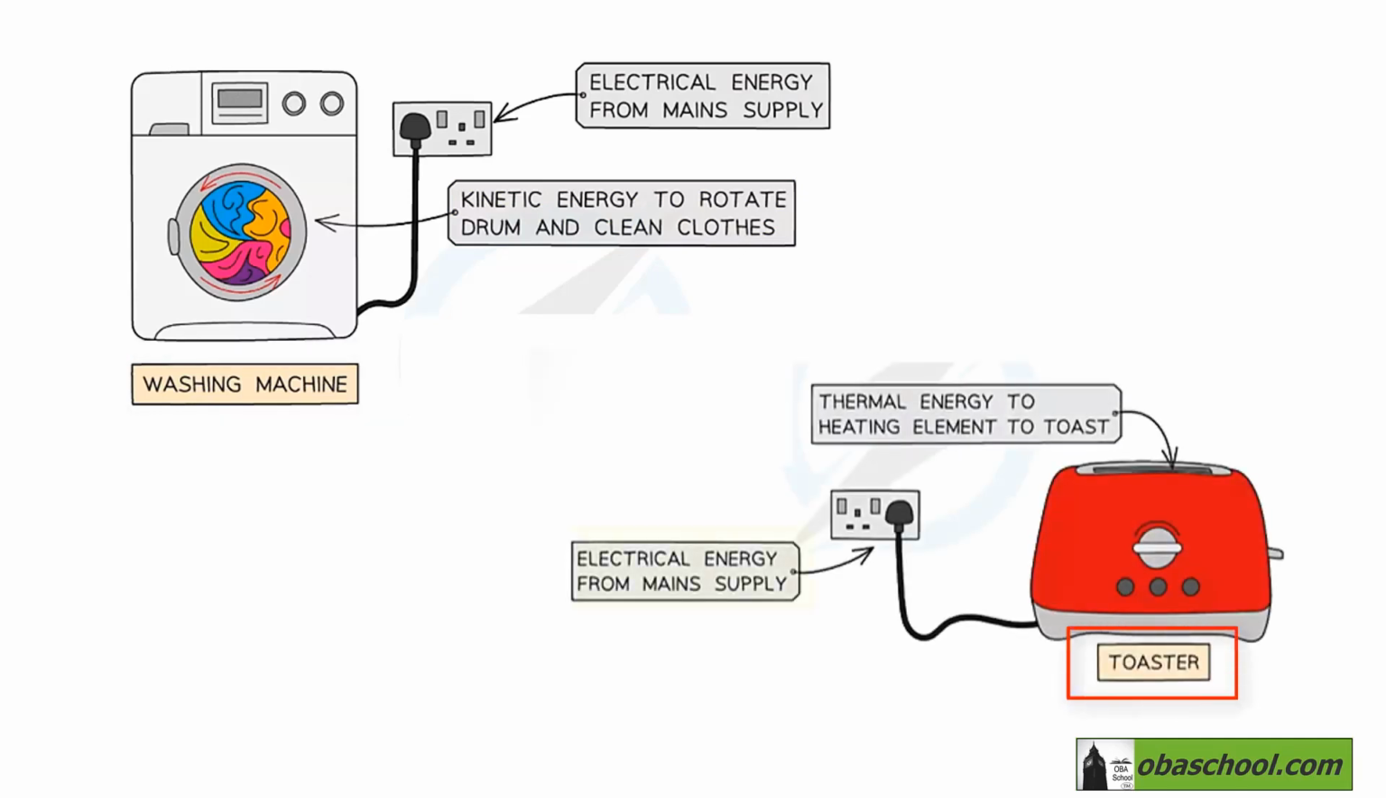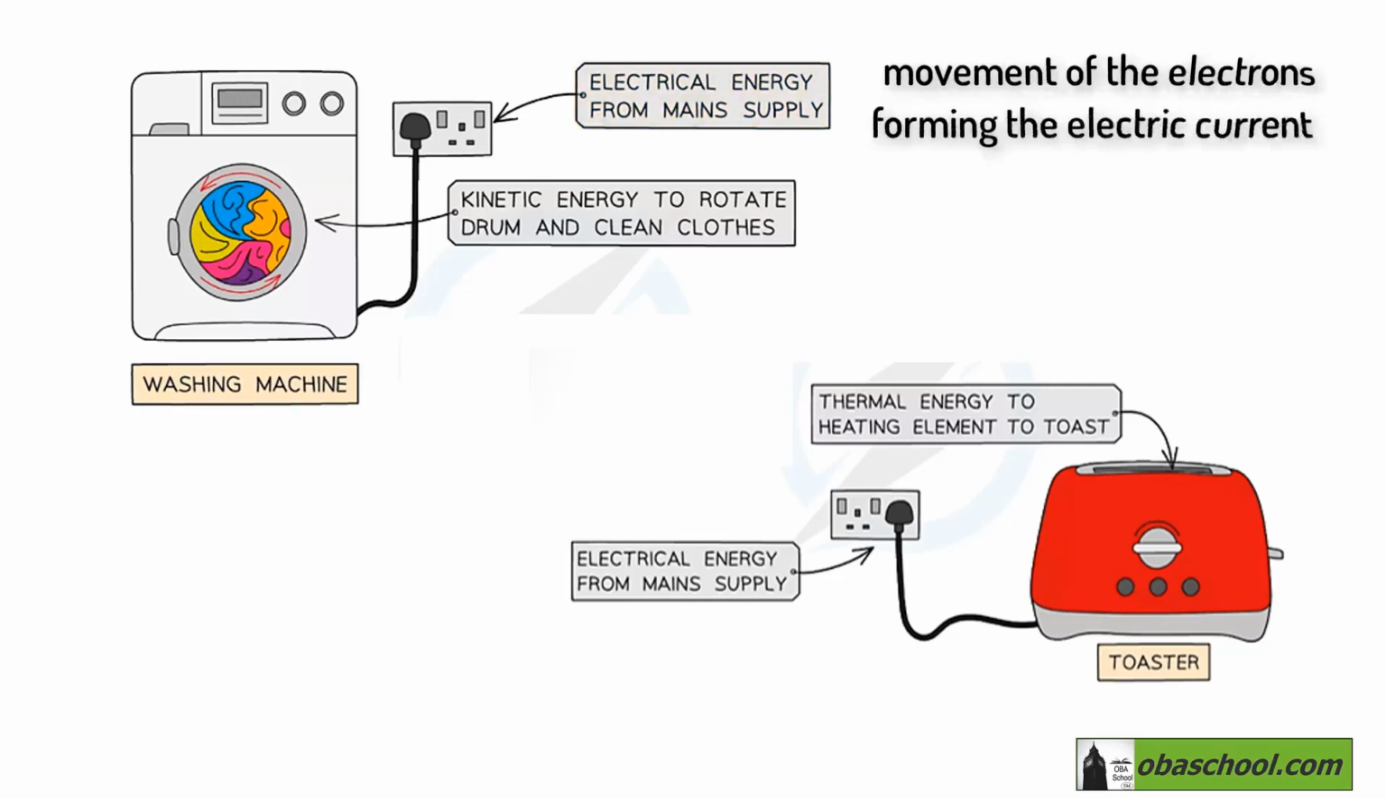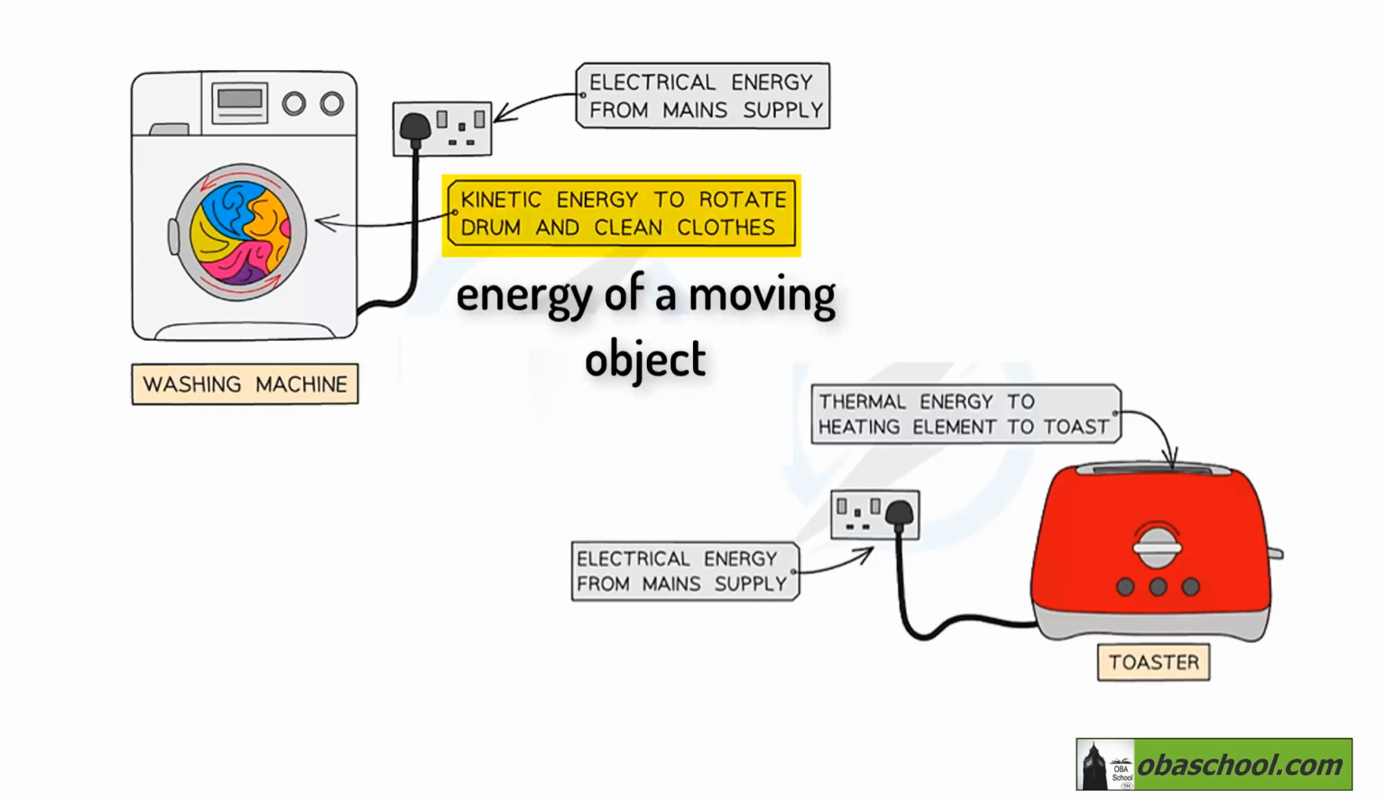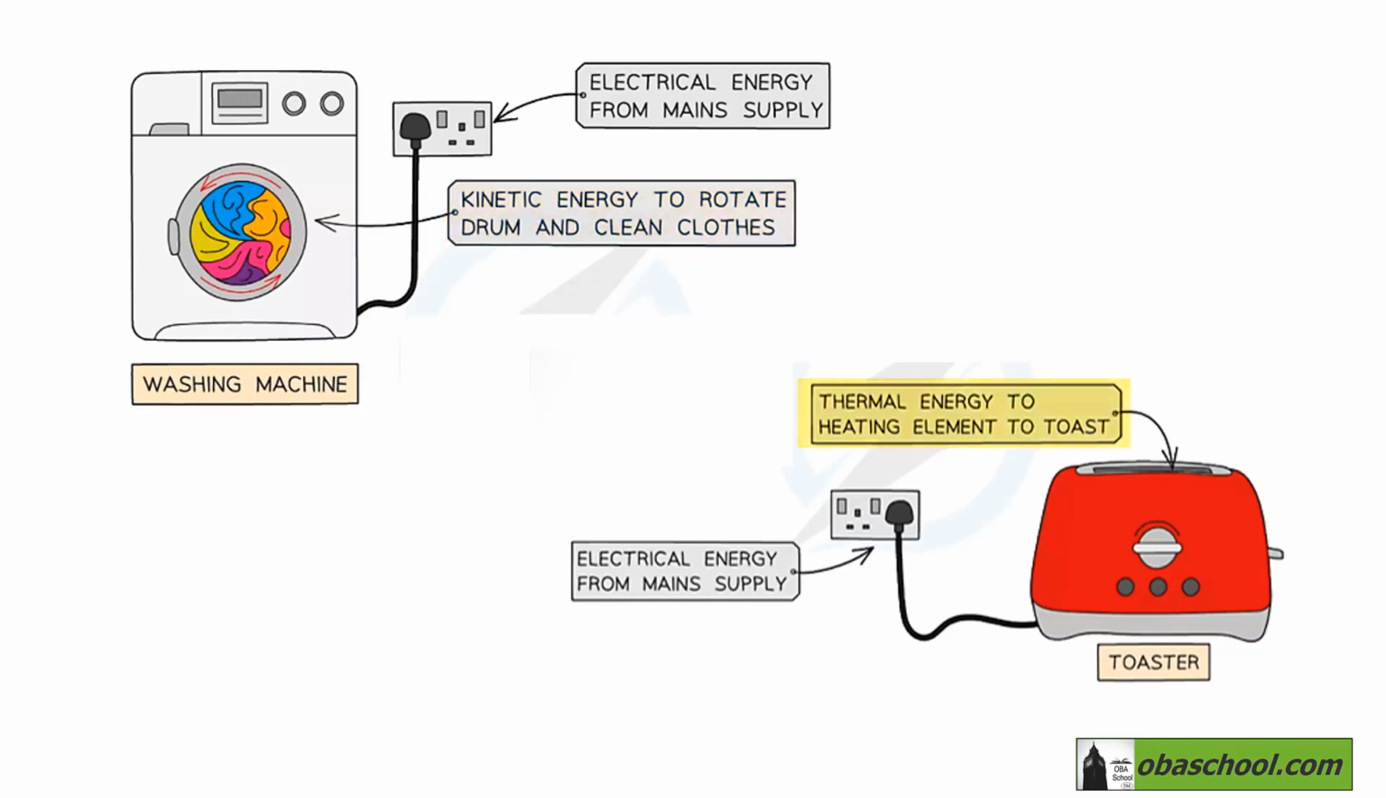Similarly, in toasters, the electrical energy is transformed to thermal energy to heat the toast. Recall that the electrical energy is the energy derived as a result of the movement of electrons forming the electric current. However, the kinetic energy is the energy of a moving object, and the thermal energy is the type of energy that an object has because of its temperature.